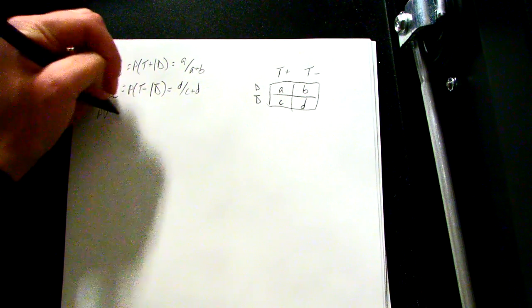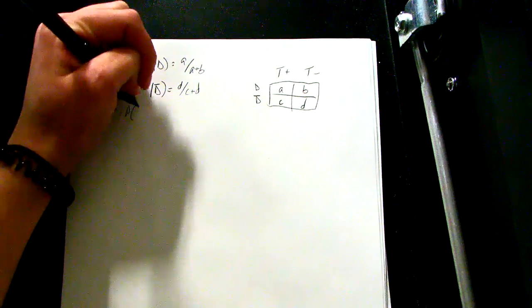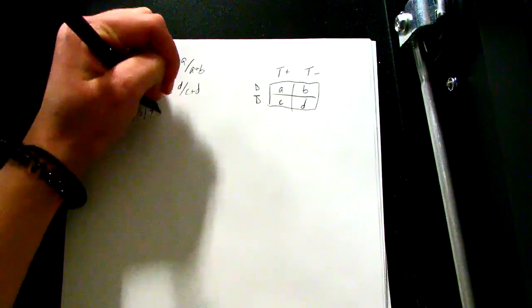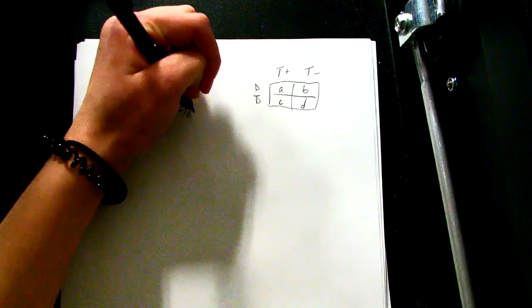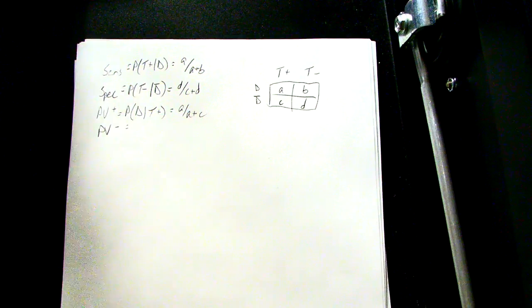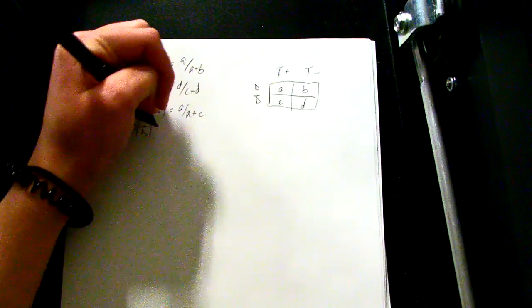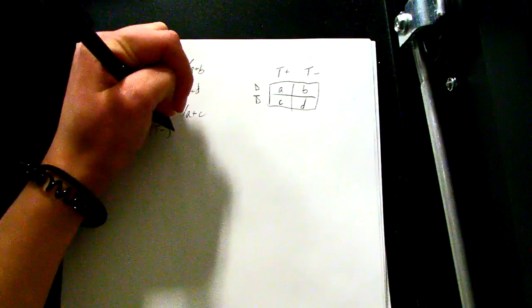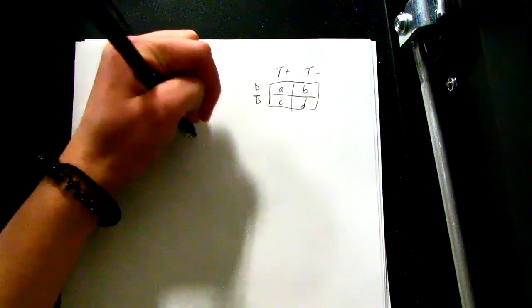Positive predictive value is the probability of having the disease given that you test positive for the disease, cell A over A plus C. And negative predictive value is the probability of not having the disease given that you test negative. And that's cell D over B plus D.